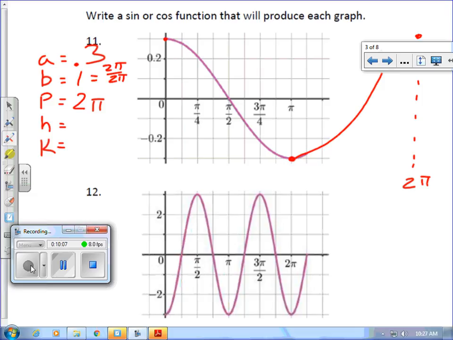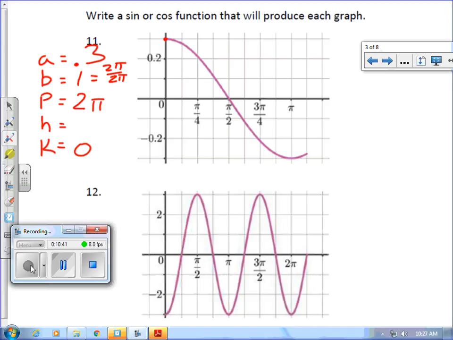Is there a vertical shift? Is the middle of the graph still on the x-axis? Yes. So there's not going to be a vertical shift. The horizontal shift depends on whether you are going to call this a sine or cosine function. If you look at what it looks like the most to you, that determines it. And since we're going to do fill in the blank, I'm going to tell you this needs to be a cosine graph.